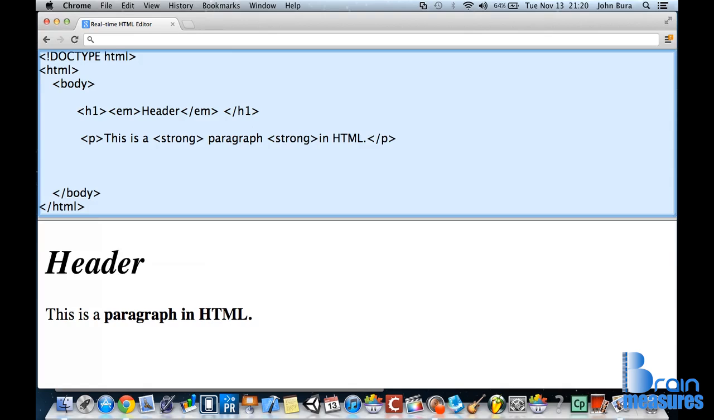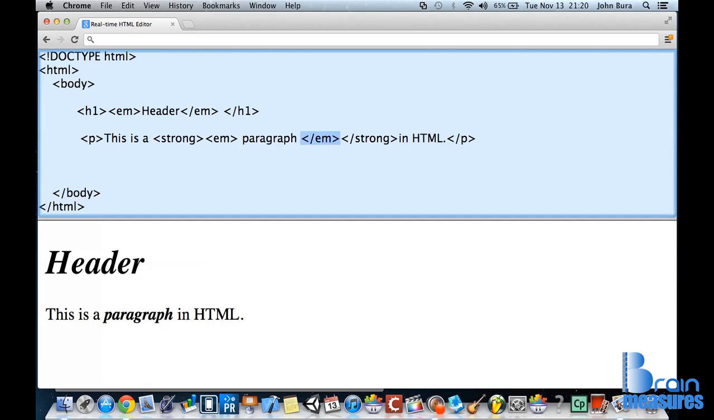Okay? And of course, you need that slash there as well. So the word paragraph is strong. Well, guess what? We can also make it strong and emphasized at the same time. Okay, so we have it strong and emphasized. Okay, pretty simple.